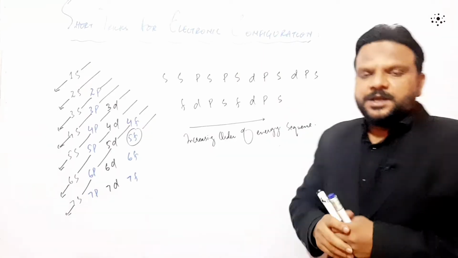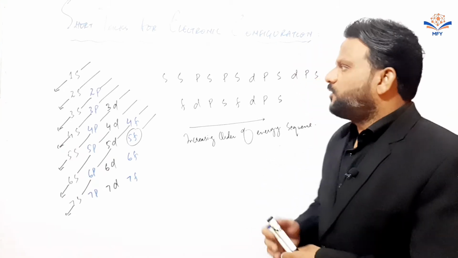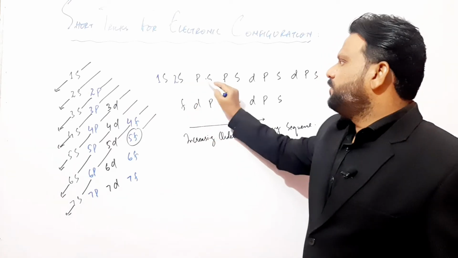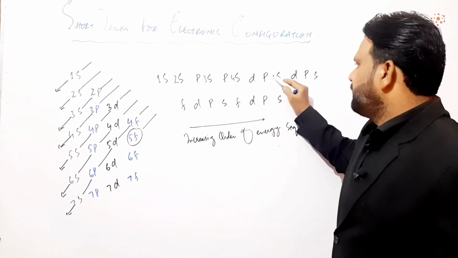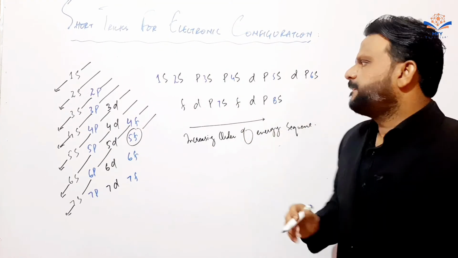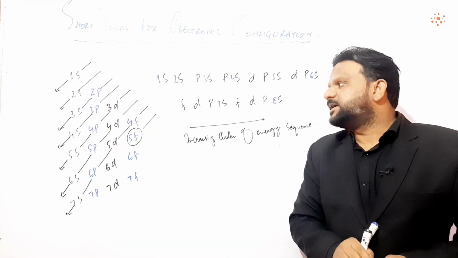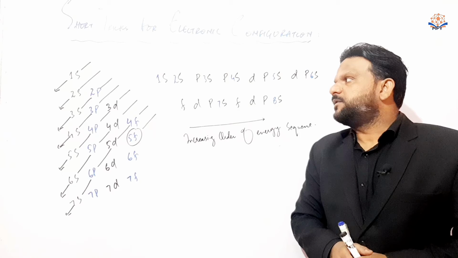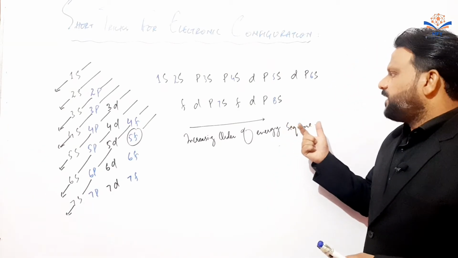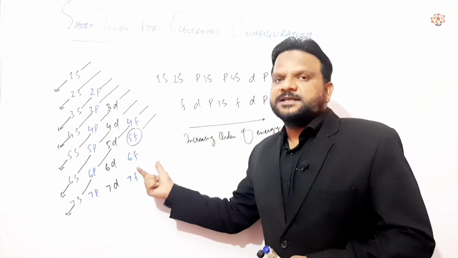Now we start the numbering from 1 for s: 1, 2, 3, 4, 5, 6, 7, 8. So you can easily find the energy sequence, because this gives the increasing order of energy, and you don't have to write the chart.